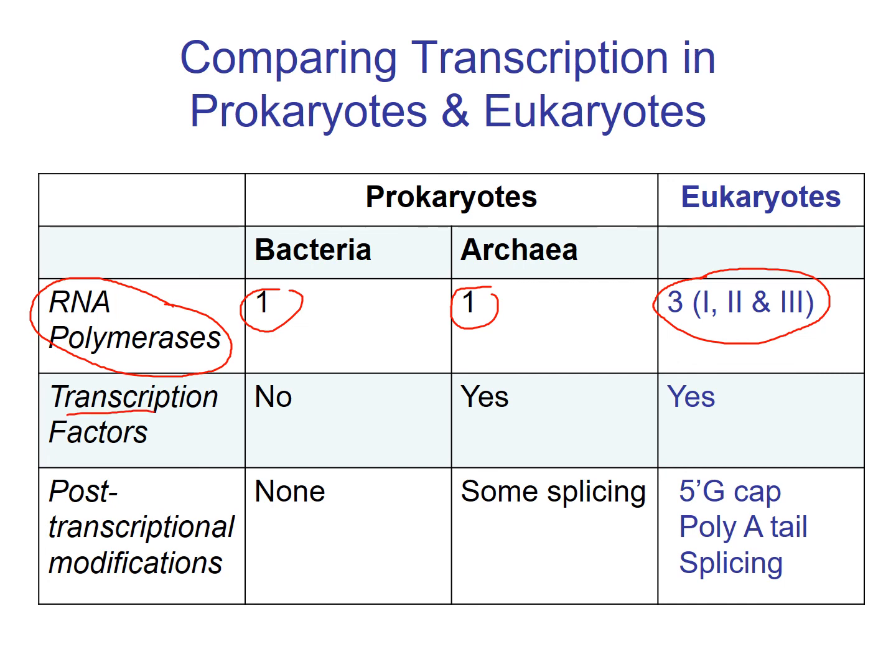What about transcription factors? Well, bacteria do not have transcription factors, eukaryotes do, and some archaea do. So sometimes archaea do behave a little bit more like eukaryotes than the bacteria. What about post-transcriptional modifications? None or very minimal in bacteria. Eukaryotes, we talked about the 5' cap. We talked about the poly A tail and the splicing. Archaea sometimes have splicing, so kind of interesting.